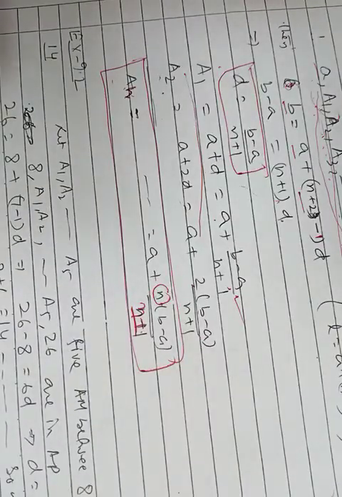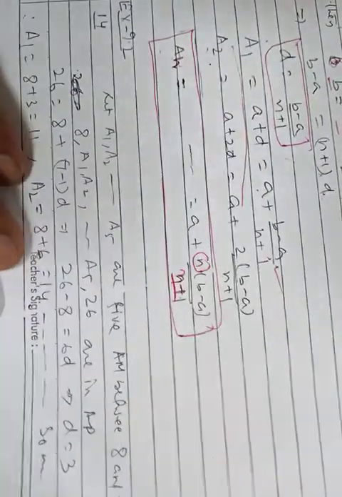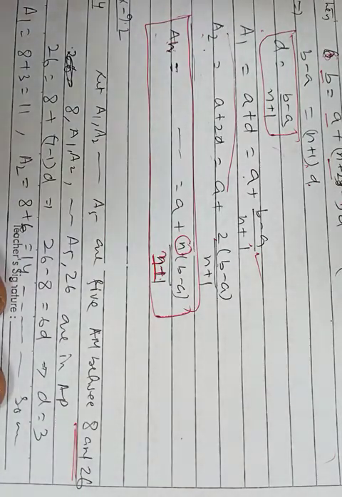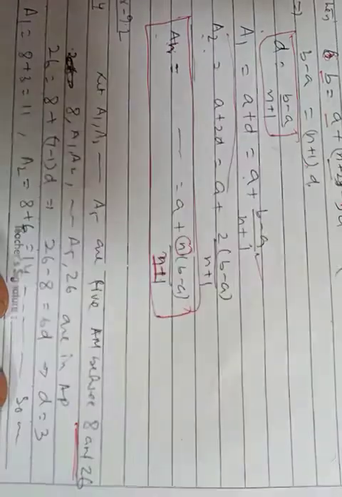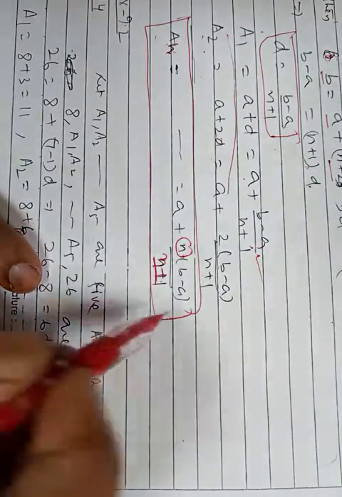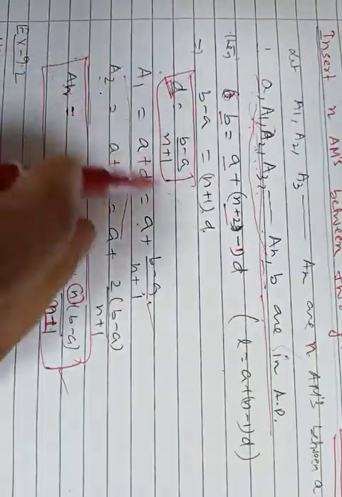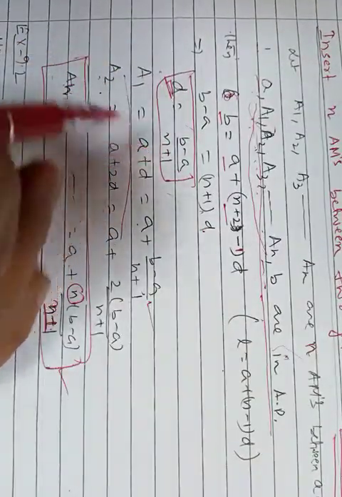Okay, let us solve one question. Question number 14. We have to insert 5 arithmetic means between 8 and 26. So you must be feeling that every day you are learning, getting some formulas. How will you remember all of them? It is difficult to remember. So I do not suggest you remember this formula. Better, the way I have derived it, find out D. That method you understand and do it.